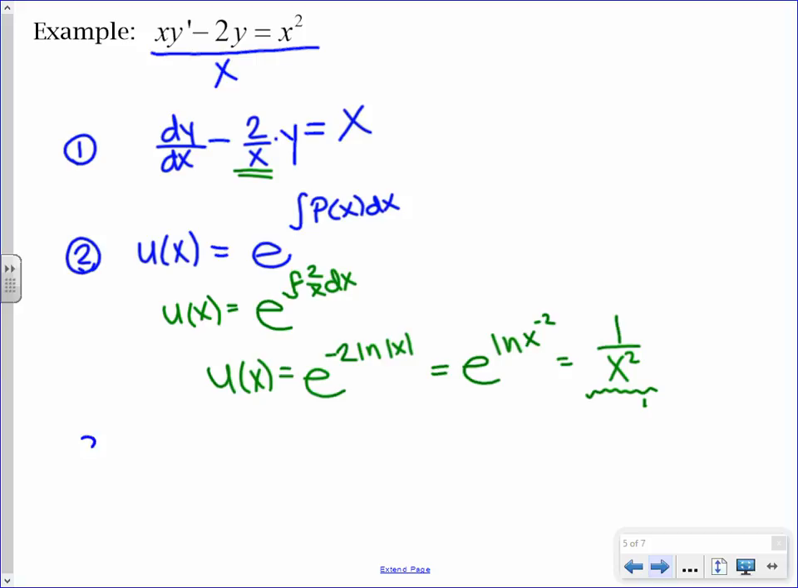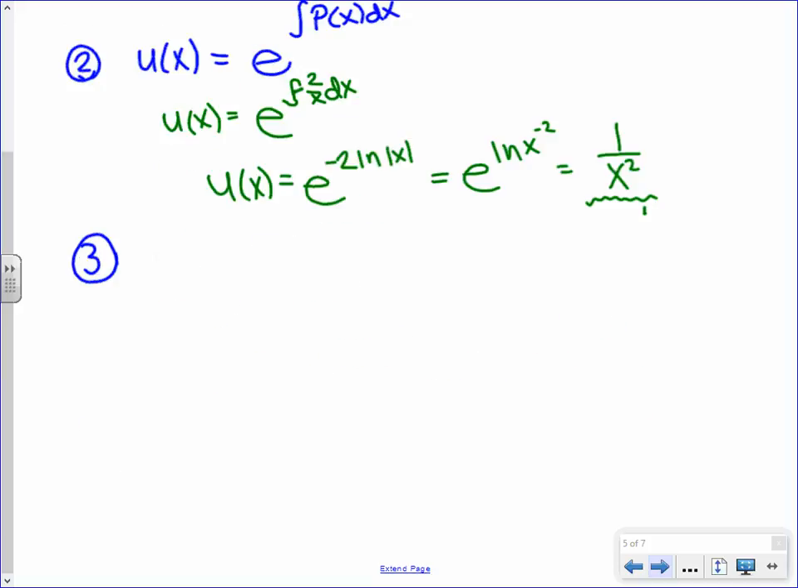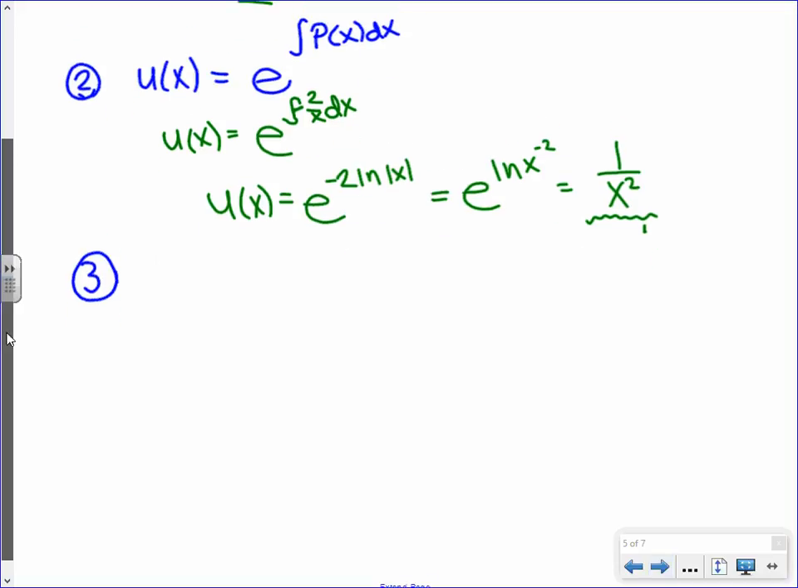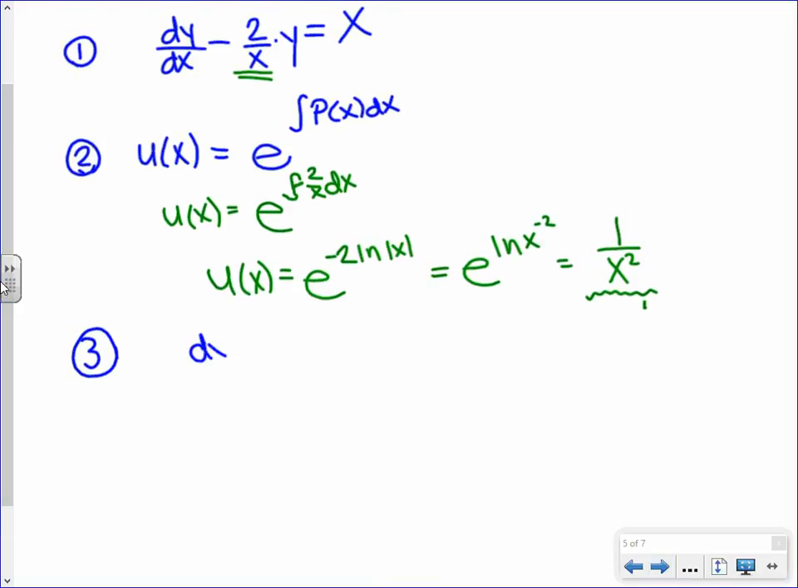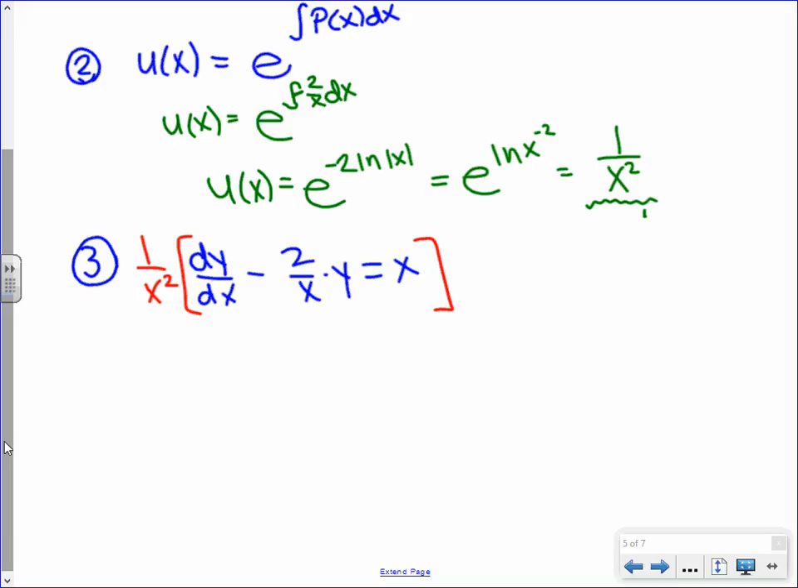The purpose of our integrating factor was to do what with it? Rewrite the product rule. But first you have to take our standard form, dy dx minus 2 over x times y equals x. And we need to multiply both sides by 1 over x squared. So we get 1 over x squared times dy dx.